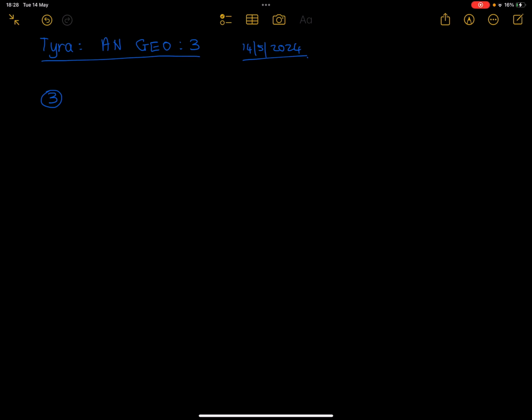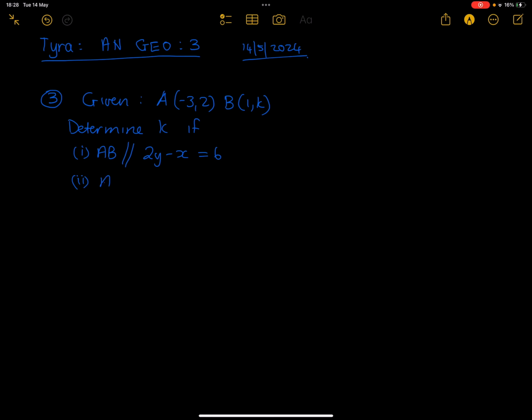It says that given A is the point minus 3, 2, and B is the point 1, K. So determine K. The first one: AB is parallel to 2y minus x equals 6, and the second one: AB is perpendicular to minus 3y minus 2x plus 9 is equal to 0.